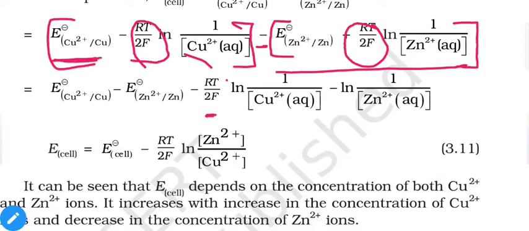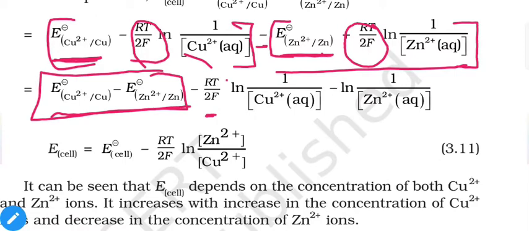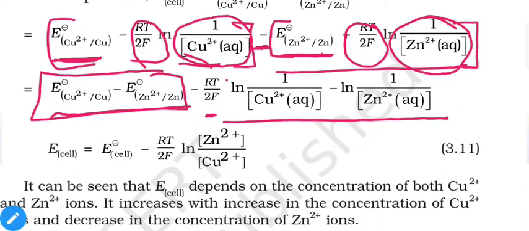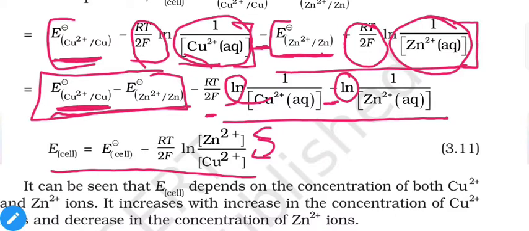Then the standard reduction potentials of each will be placed separately, and then these two terms, 1 upon Cu2+ minus 1 upon Zn2+. We can put it together, but as we know these are natural logarithm values, so minus actually indicates division, so we can place them like this. Eventually our equation will be reduced like this, because the standard reduction potential of the cathode minus the standard reduction potential of the anode actually represents the standard cell potential.